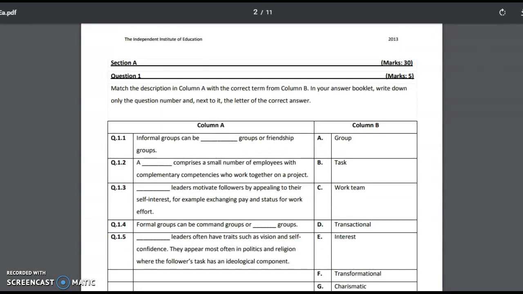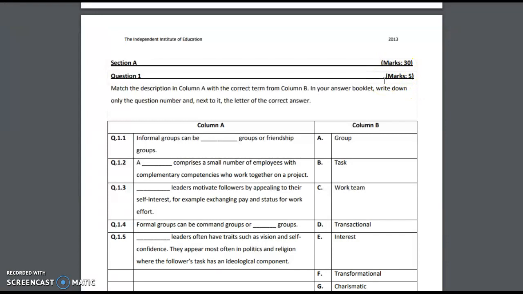So now moving on to the actual exam paper. So you'll see here, section A, the mark is out for the whole of section A. It's a total of 30 marks. So you can then say, I have 30 minutes for this section. And then you'll see question 1 is broken down into 5 marks each. So you have 5 minutes for those questions.